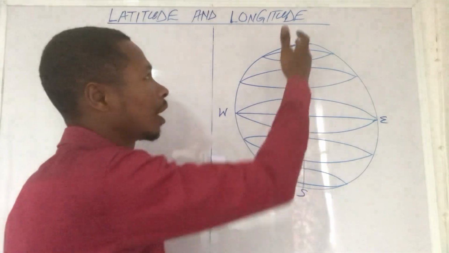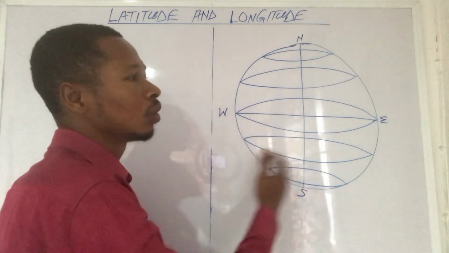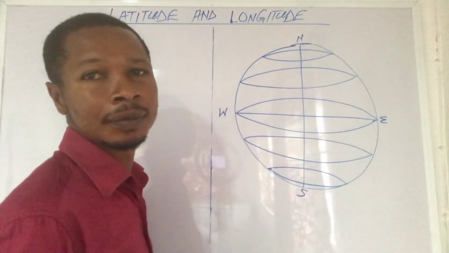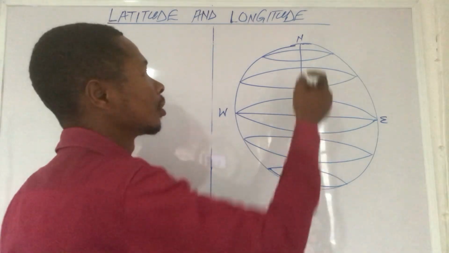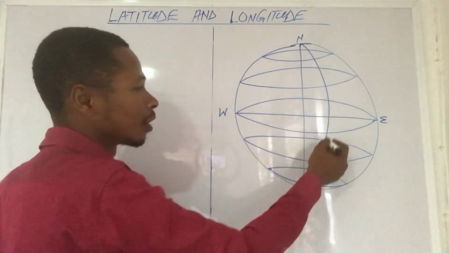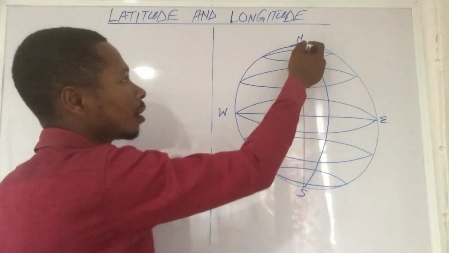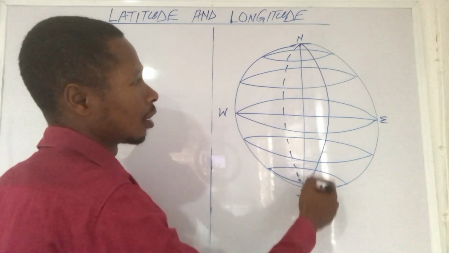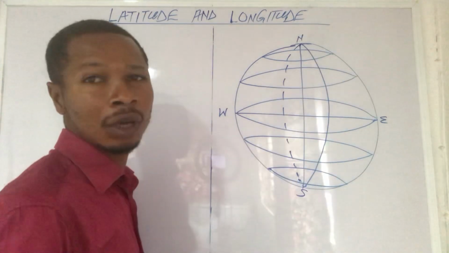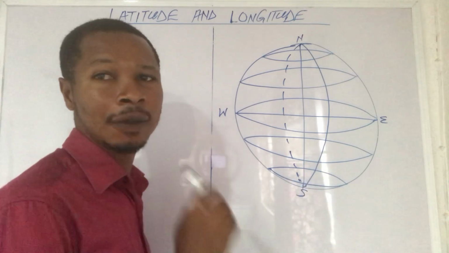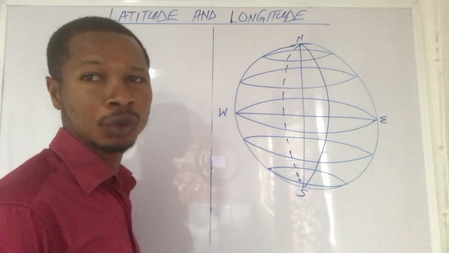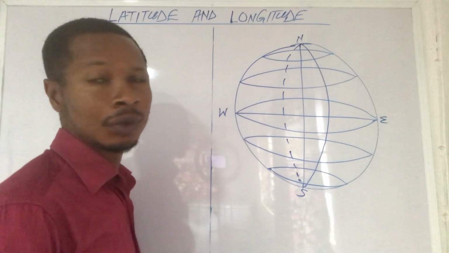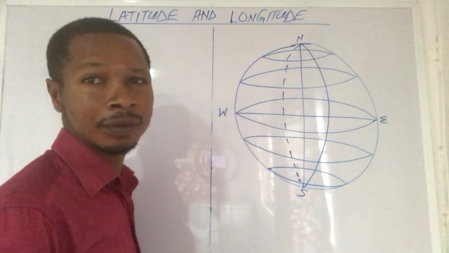Now also, this line divides the Earth into two equal halves, this side and this side. The first one is what is referred to as the meridian. This first line that divides the Earth into two equal halves, we call it the meridian, because it passes through a point in London that is called Greenwich. So they refer to it as the Greenwich meridian.